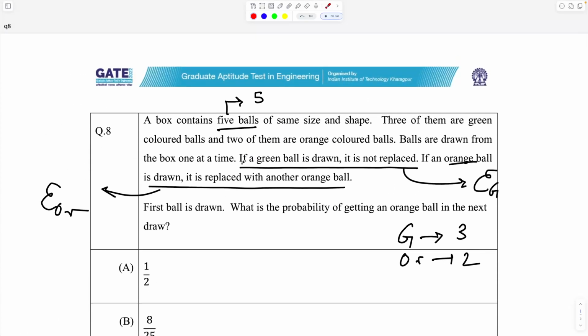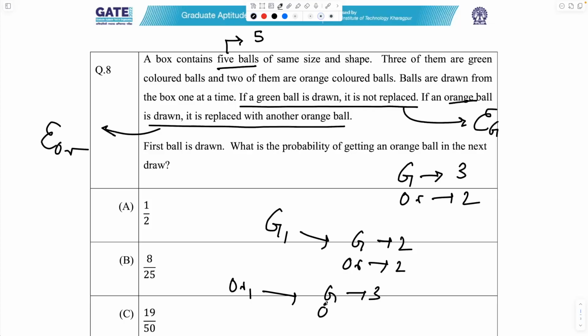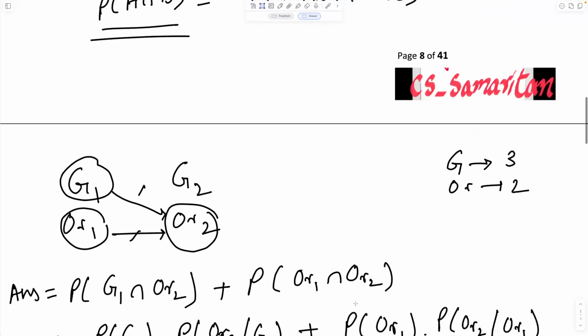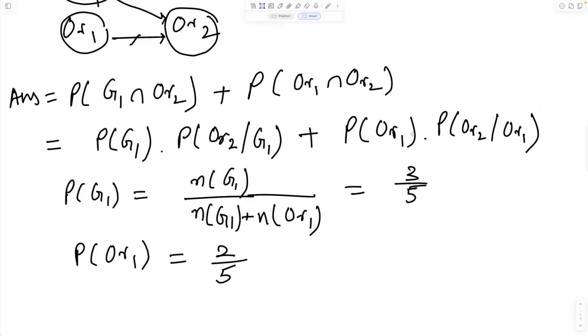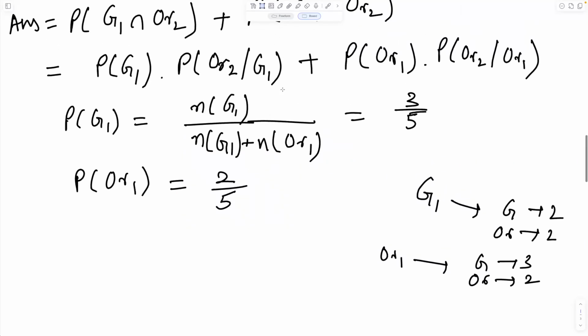In these lines they have given that if a green ball is drawn, right, if G1 occurred, then the number of green balls would be reduced, right? So if G1 had occurred, then your green balls would be 2 and your orange balls would be 2. But if orange 1 has occurred, then green balls would be 3 only and orange balls are going to be 2 only. So nothing will change in this case. So this is the information that they have provided to us, and we can directly use this information to find these probabilities, right? So let's take that information over here and with that try to find these probabilities, right?